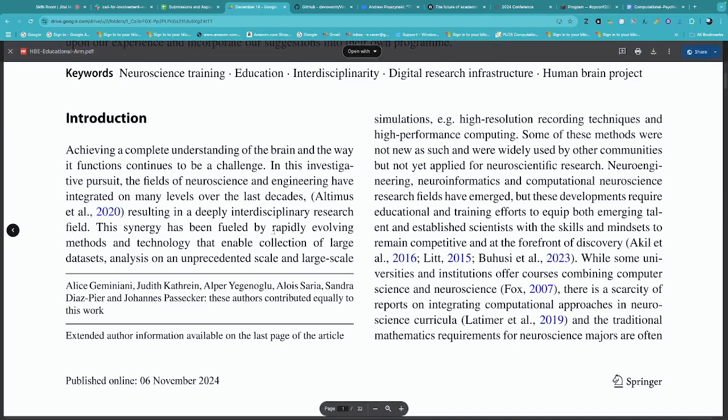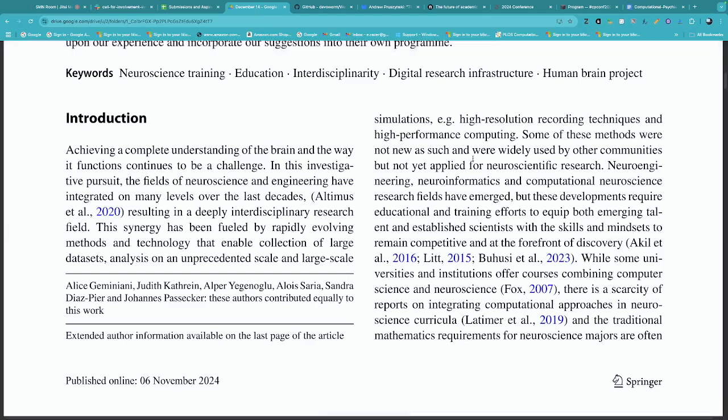This synergy has been fueled by rapidly evolving methods, a collection of methods and technologies that enable collection of large data sets, analysis on an unprecedented scale, and large-scale simulations, which include high-resolution recording techniques and high-performance computing. Some of these methods were not new as such and were widely used by other communities, but not yet applied for neuroscience research. So a number of fields have emerged from this sort of interaction, from this synergy.